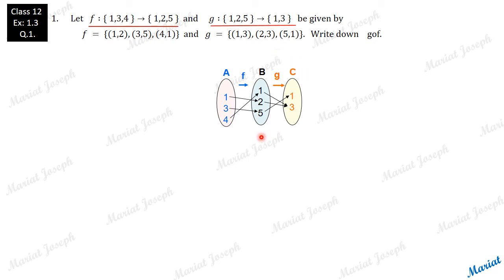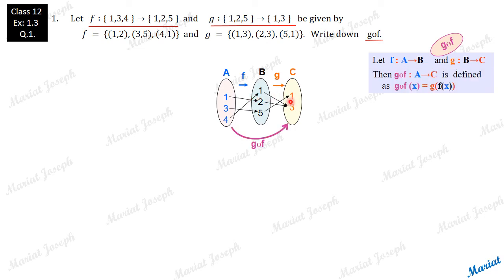Now we need to find out the GOF. Write down GOF. As we have already seen the definition of GOF, if f is a function defined from A to B and g is a function defined from B to C, then GOF is a function defined from A to C. How? GOF of any element x is G of f of x. So here x should be any element from this set A. x can be 1 or 3 or 4. There are only 3 elements in set A.